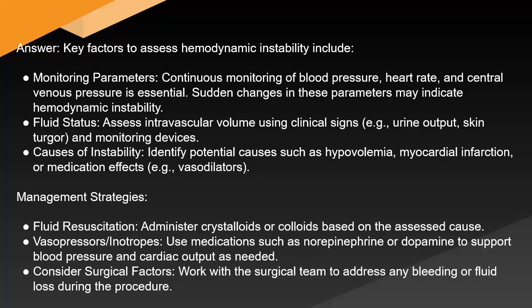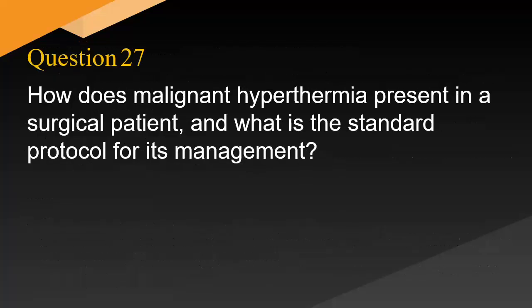Vasopressors, inotropes. Use medications such as norepinephrine or dopamine to support blood pressure and cardiac output as needed. Consider surgical factors. Work with the surgical team to address any bleeding or fluid loss during the procedure. How does malignant hyperthermia present in a surgical patient, and what is the standard protocol for its management?